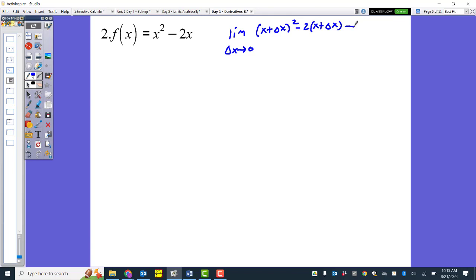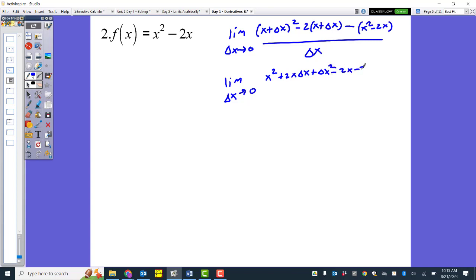Minus f of x, so just the function f of x, x squared minus 2x, all over delta x. All right, and then we're going to multiply all this out and simplify. It's going to be real long. I want you to just bear with it. So we have x squared plus 2x delta x plus delta x squared minus 2x minus 2 delta x minus x squared plus 2x, all of that over delta x.